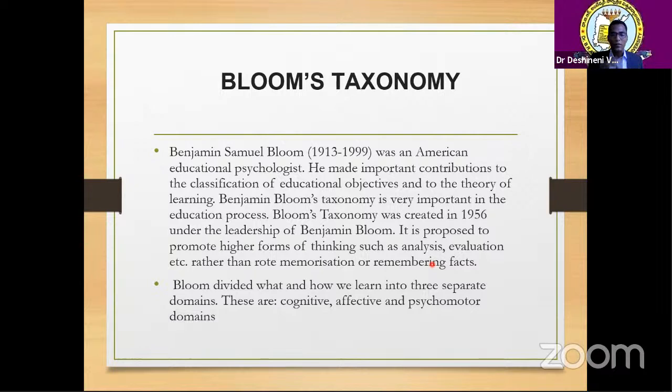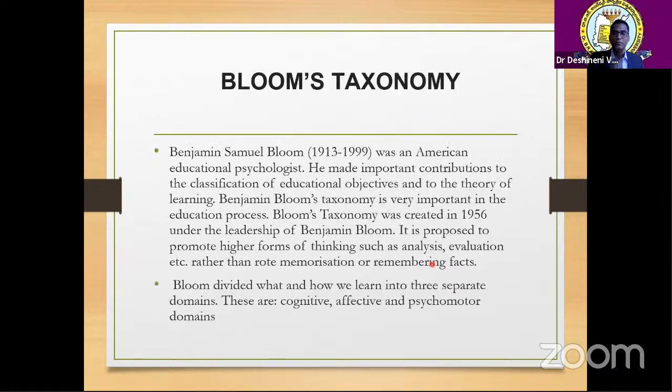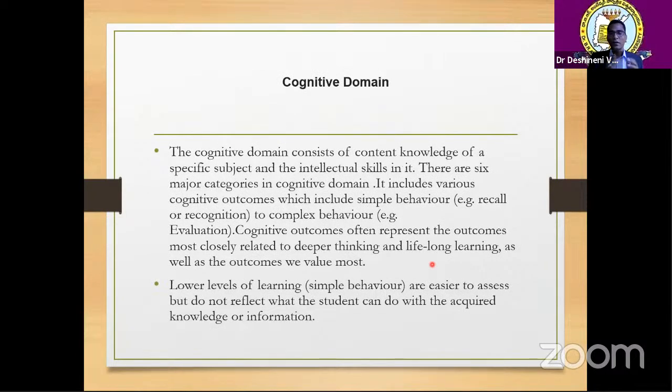These are cognitive domain, affective domain, and psychomotor domain. In the previous slides, I have shown that cognitive domain means it is related to knowledge. Affective domain means it is related to our attitudes. Psychomotor domain means it is related to skills. Let us see cognitive domain more clearly. This particular cognitive domain consists of content knowledge of a specific subject and the intellectual skills in it.